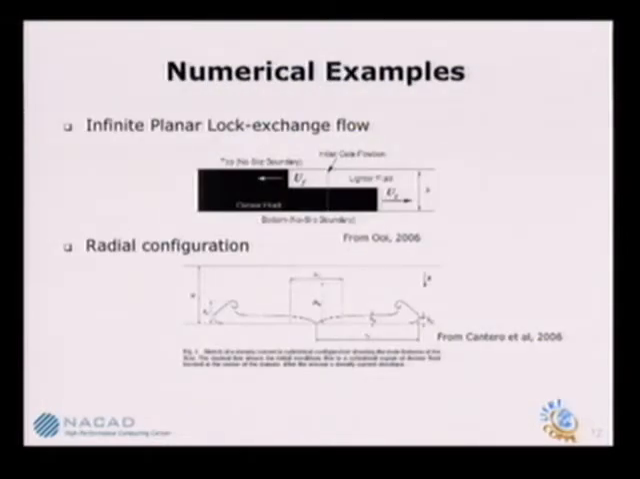So far for the numerical examples. First, we are going to consider two cases. As I said, the infinite planar lock exchange flow. We have a lighter fluid on top and a denser fluid below. We have a gate in position, release the gate, whoosh, and we have the movement. This is interesting.